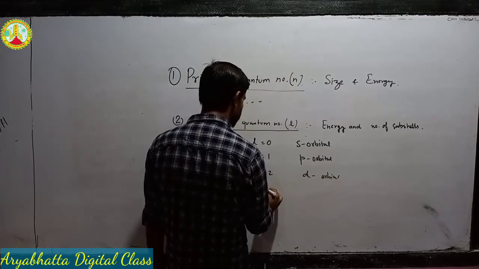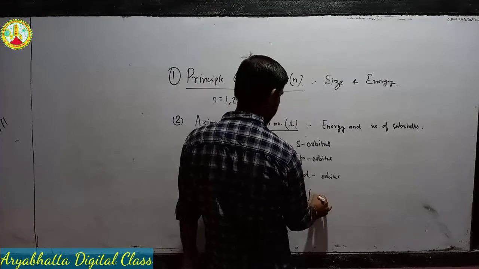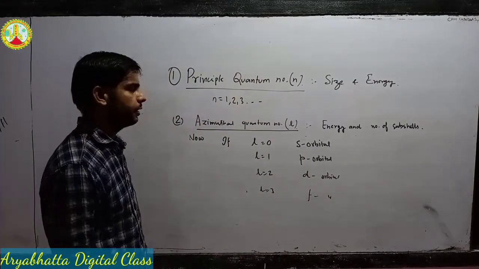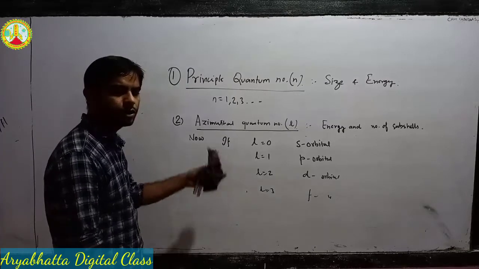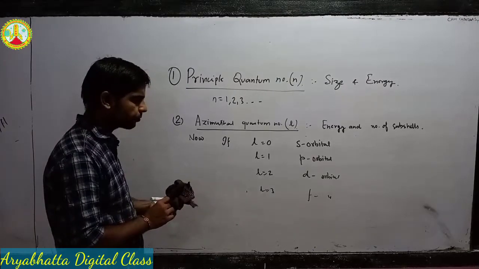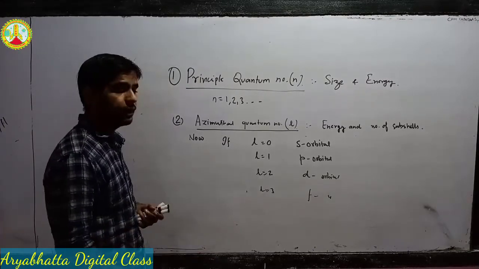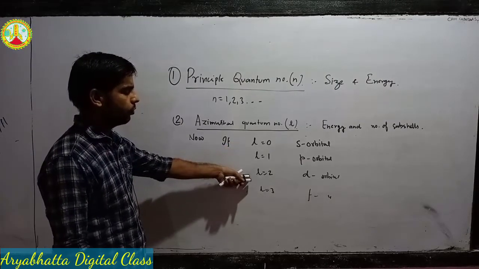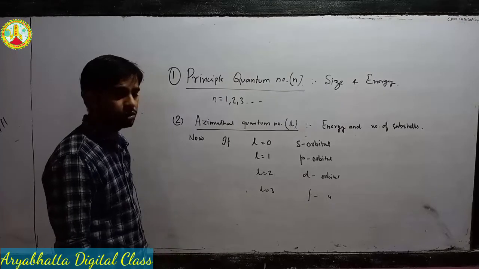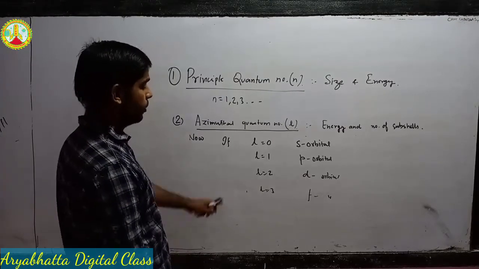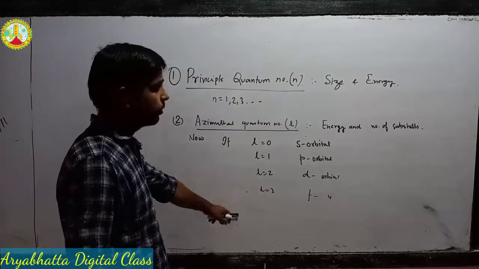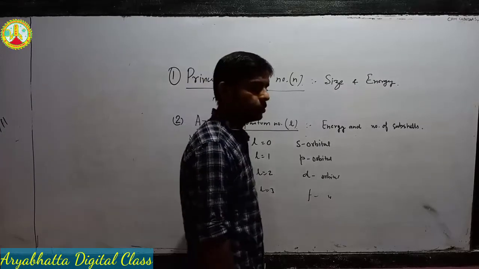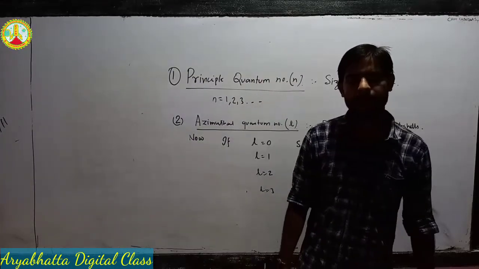And if L is 3, it's called f orbital. Okay, f orbital. So s, p, d, f. Depending on the value of L, we have different names. So L = 0 is s orbital, L = 1 is p orbital, L = 2 is d orbital, and L = 3 is f orbital. You have to remember these things, because we will be using the value of n and L all the time.